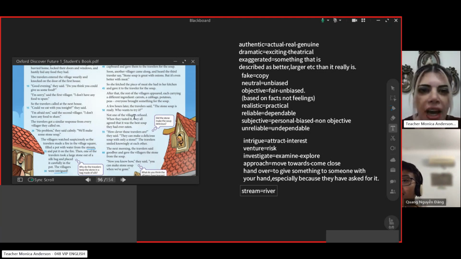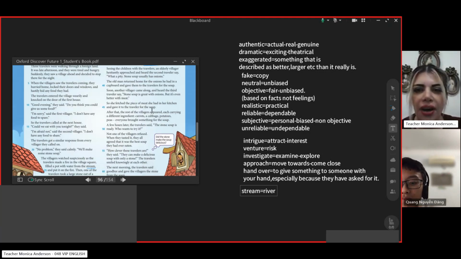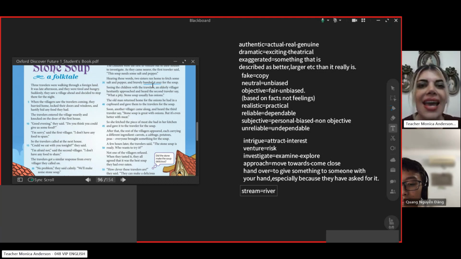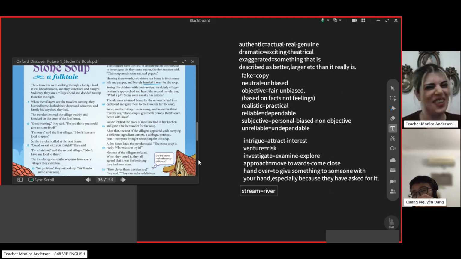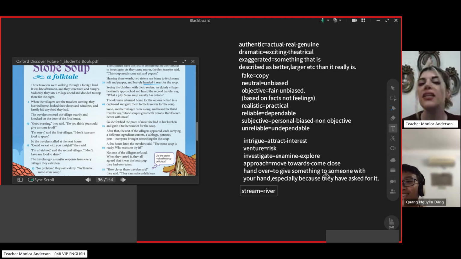And of course, we have another one, hand over. When do you hand over something? Do you know what it means? Let me ask you. Hand over. Of course, it means to give something to someone with your hand, especially because they asked for it. So you ask me for something, and of course, I give it to you with my hand. So this is hand over.